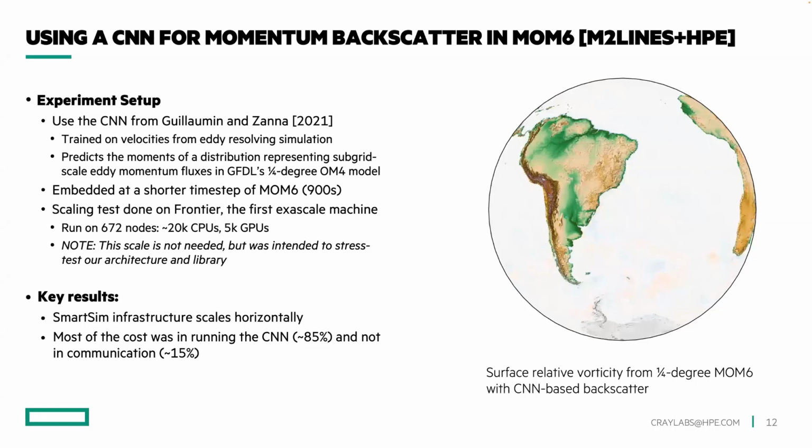And we took that study and ran it on Frontier. Frontier, as you know, is the first exascale machine. It's at Oak Ridge in the US. We ran this study on 672 nodes, on about 20,000 CPUs and 5,000 GPUs. Now, we actually flexed our muscles a bit here. We didn't really need 20,000 CPUs and we didn't need 5,000 GPUs, but we wanted to stress SmartSim and the whole infrastructure to see how well we performed and how well we scaled.